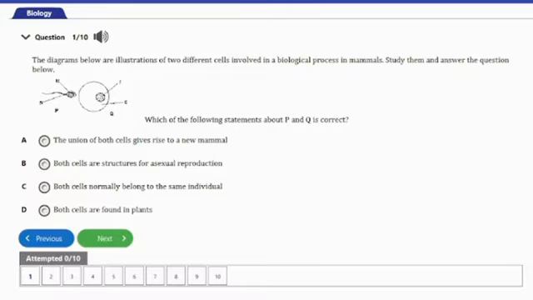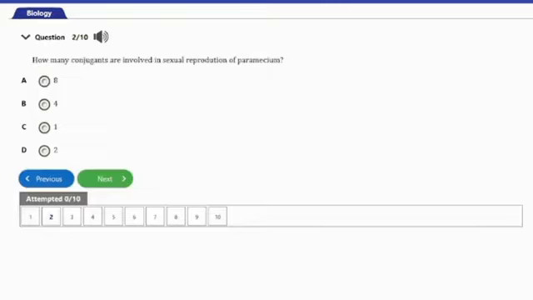So let's go ahead and consider the next question. And that's question number 2 here. It says, how many conjugates are involved in sexual reproduction in paramecium? We have A, 8, B, 4, C, 1, D, 2. So guys, the answer to this question is option D, and that's 2.